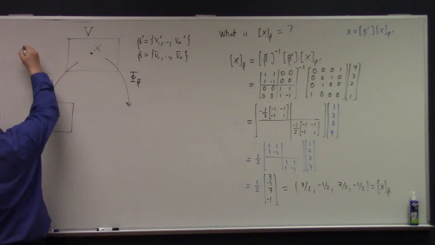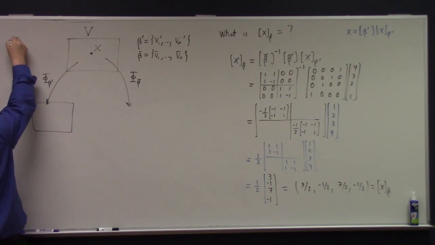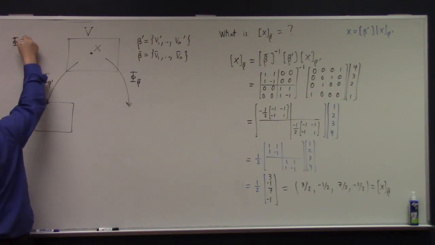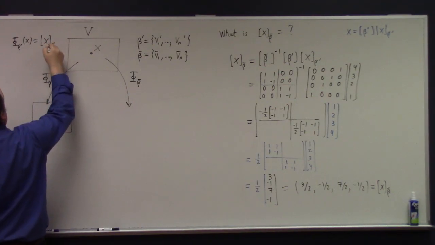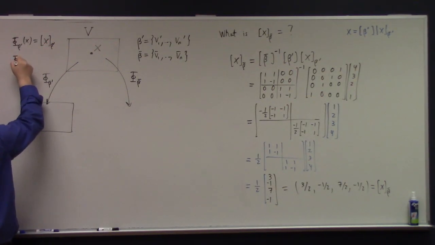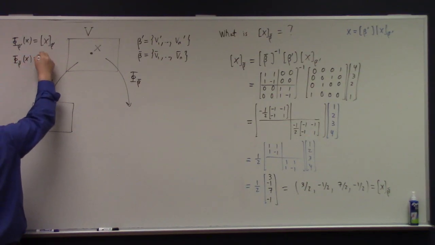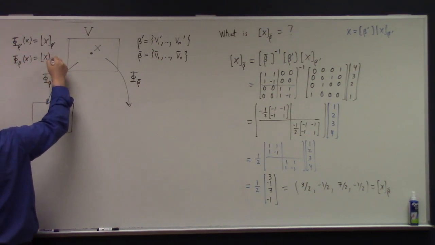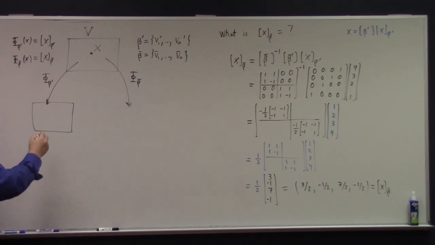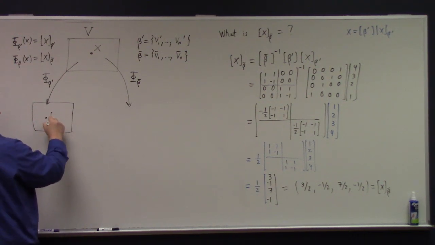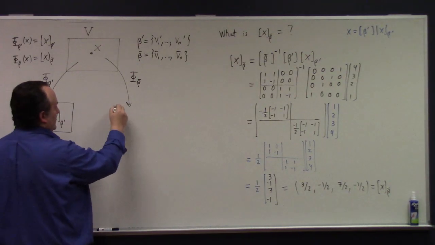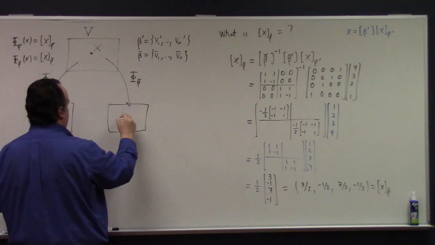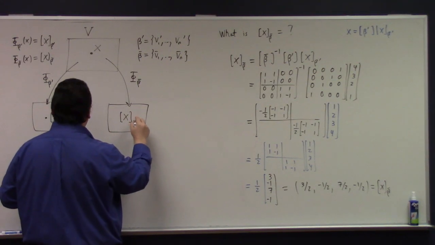Well then, remember we talked about how we define phi beta prime of x to be equal to the coordinate vector of x with respect to beta prime. On the other hand, phi beta bar of x is equal to the coordinate vector of x with respect to beta bar. All right? So that gives me an honest to goodness n vector down here and an honest to goodness n vector over here.